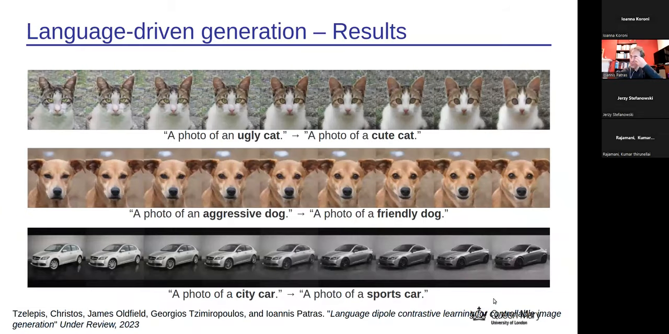Now here I will show you some of the results that we obtain using this methodology. In all cases, we start from the image in the middle. And we generate images that are supposed to traverse along concepts that are defined with the contrastive sentences that are at the bottom, in the caption. So starting from a photo of a cat, we can go from an ugly one, we can uglify it, or we can make it cuter. The same thing with a dog, we can make it an aggressive or a friendly one. In the case of a car, we can go from a city car to a sports car. Training is very, very fast. And as we say, using natural language supervision allows us basically to have a large number of paths, a large number of concepts, as many as we want.